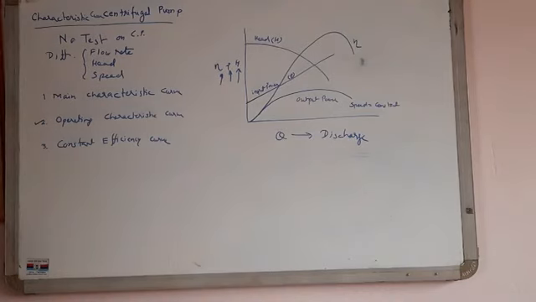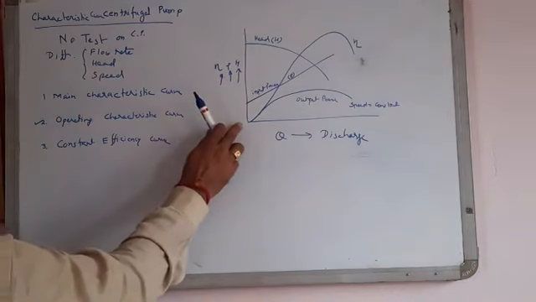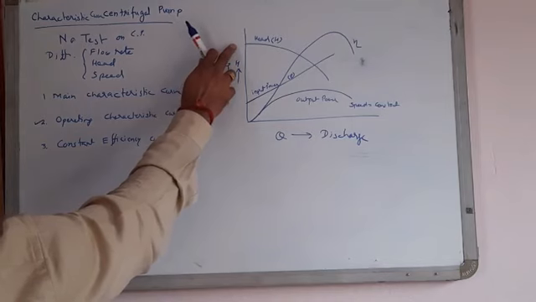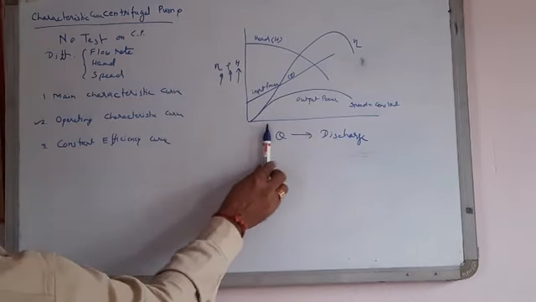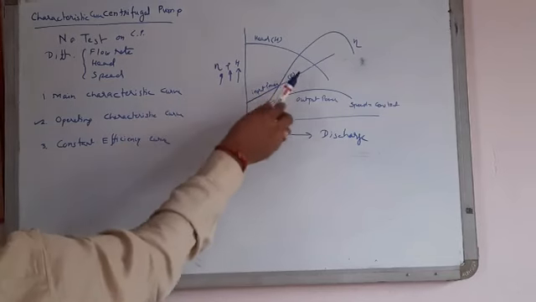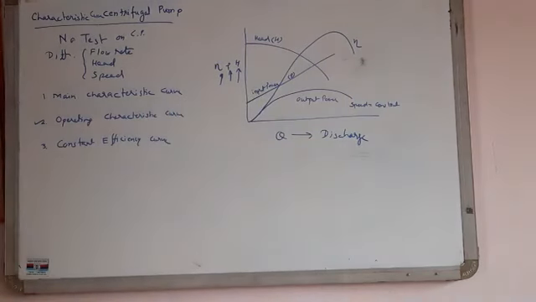The head curve will have its maximum value of head when discharge is zero. When discharge is zero, the head should be maximum, and as discharge increases, the head decreases.